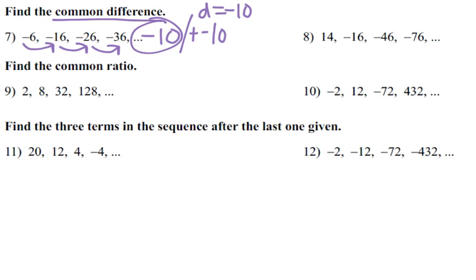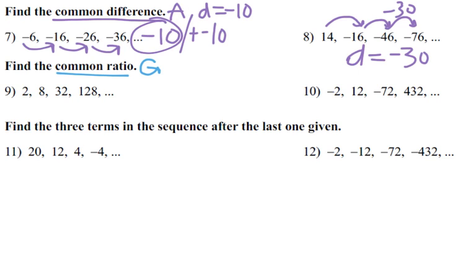For 8, we go from 14 to -16, -16 to -46, -46 to -76. So we're subtracting 30 each time. So D equals -30. Now for the common ratio. Ratio means it's geometric, right? Difference, arithmetic. Ratio, geometric. What are we multiplying by? 2 to 8, we times by 4. 8 to 32, we times by 4. Same pattern. If you didn't know the pattern, take this number, divide it by that number. That should give you the pattern. So, ratio is often R, so R is equal to 4.